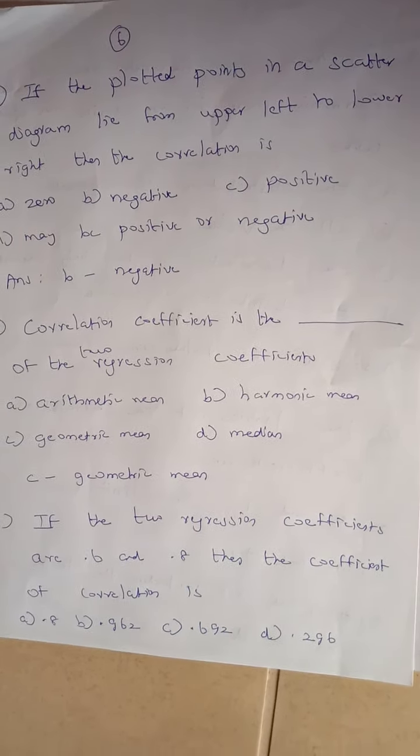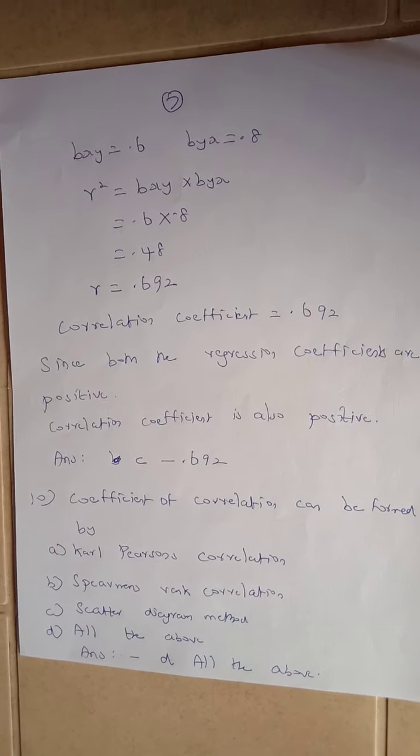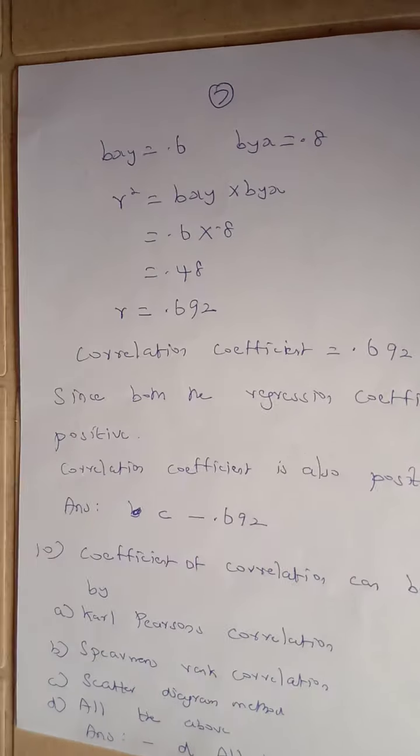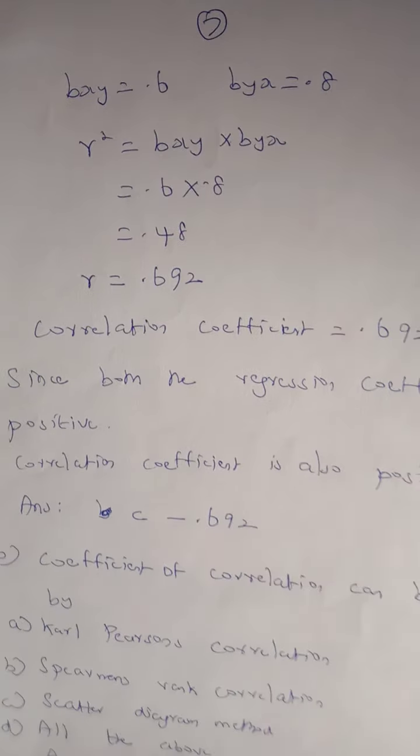Question number 9. If the two regression coefficients are given by 0.6 and 0.8, the coefficient of correlation is: option A, 0.8; option B, 0.962; option C, 0.692; option D, 0.296. So two regression coefficients are given. We need to find the correlation coefficient. Bxy is 0.6, Byx is 0.8. Here we are not told which is which. They are denoted by the symbols Bxy and Byx, Bxy being the regression coefficient of x on y and Byx the regression coefficient of y on x. It is not given in the question. We consider Bxy as 0.6 and Byx as 0.8. We need to find the correlation coefficient.